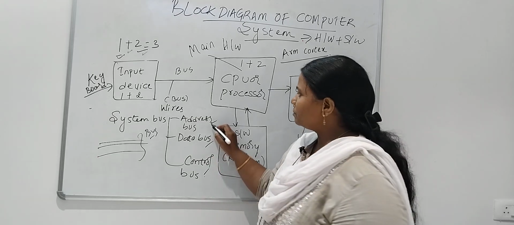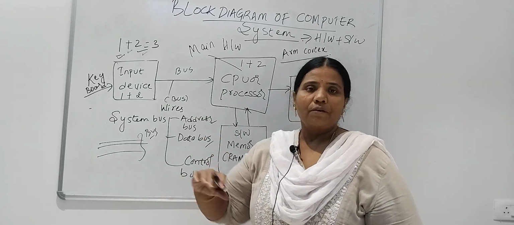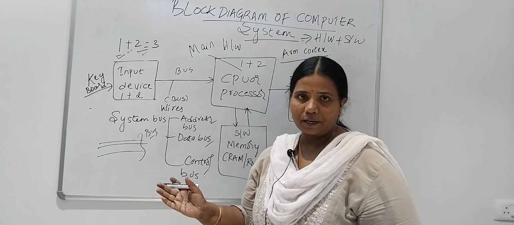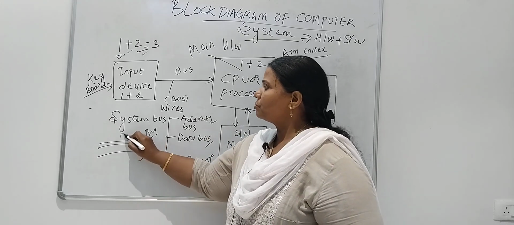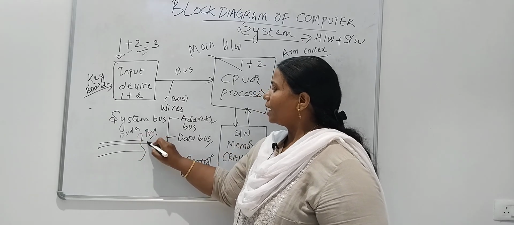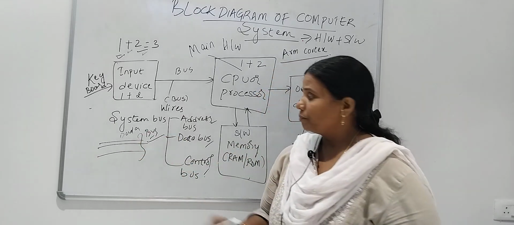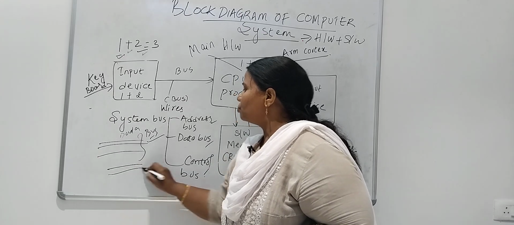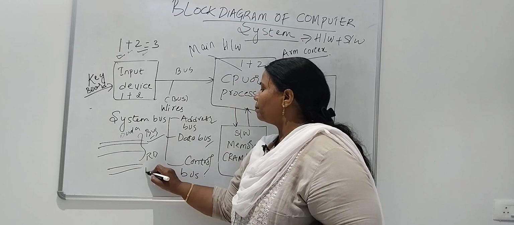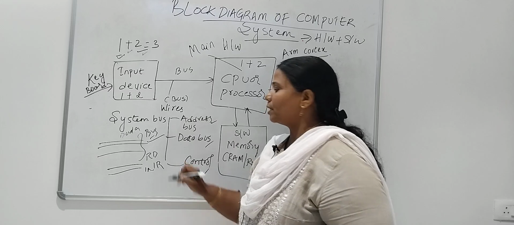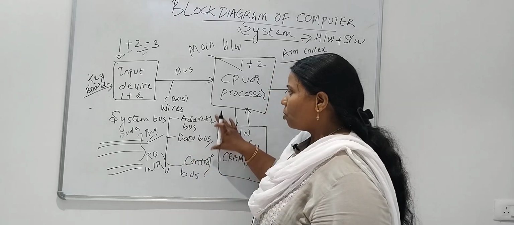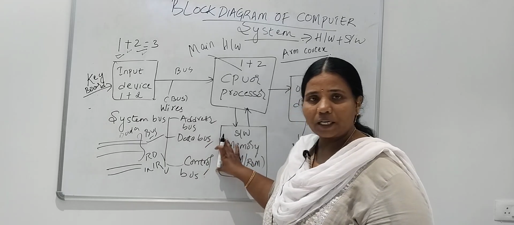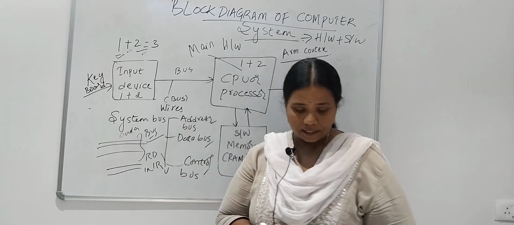The wires used to send address bits from one hardware device to another are called the address bus. The collection of wires used to send data bits is called the data bus. The collection of wires used for read and write operations from one device to another is called the control bus. All these wires together are called the system bus.